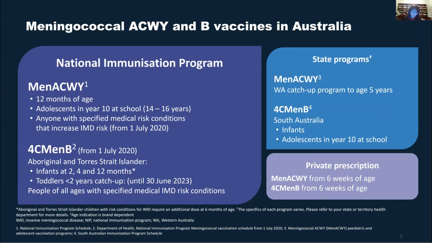4C-MenB was provided for the first time in a national program from July 2020, only for Aboriginal and Torres Strait Islander, so again, our First Nations people, for infants in a 2+1 schedule, and a catch-up program for toddlers up to 2. The reason being they have 6 times an increased risk of meningococcal disease compared to non-Indigenous children in Australia. And then in South Australia, in addition to that, we have a state-funded 4C-MenB vaccine program for infants and adolescents.